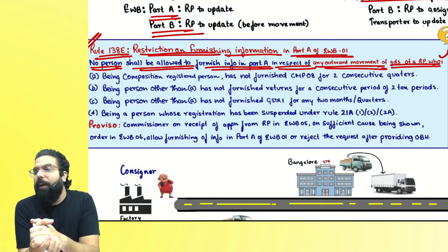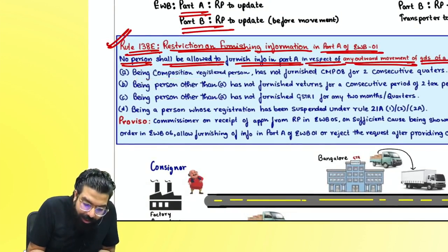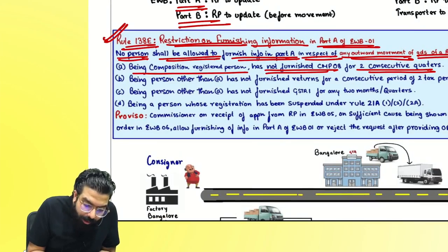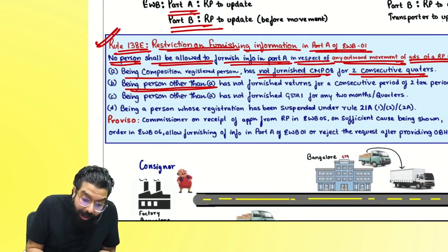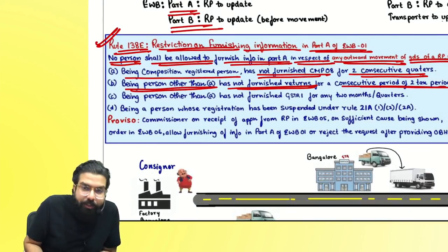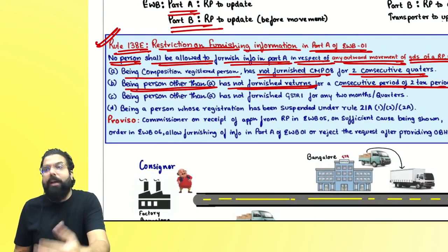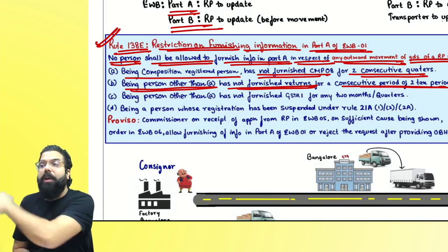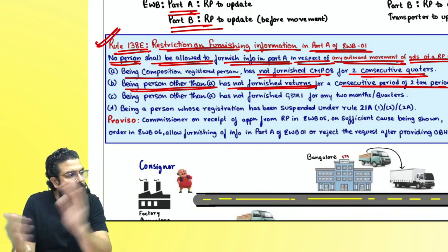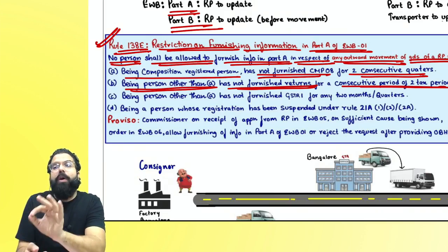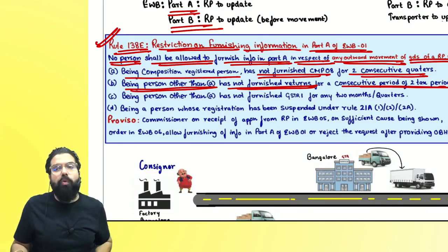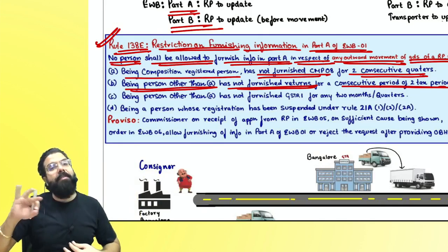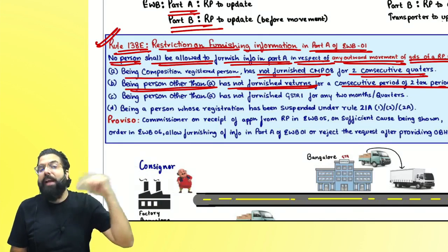They will not be able to generate if I am a composition dealer and I have not furnished CMP 08 for 2 consecutive quarters. If I am a person other than a composition dealer and I have not furnished a return for 2 consecutive tax periods, that is, if I am filing monthly returns and have not furnished them for 2 months, or if I am filing quarterly and have not furnished 2 quarterly returns, then the e-way bill portal will not allow you to generate an e-way bill with respect to outward supply, with respect to your sale. Can I purchase? Yes. For your purchase, an e-way bill will be allowed, but for your sales, you will not be able to generate it.